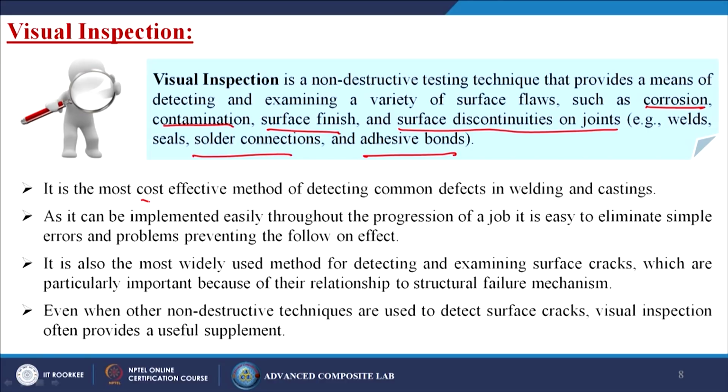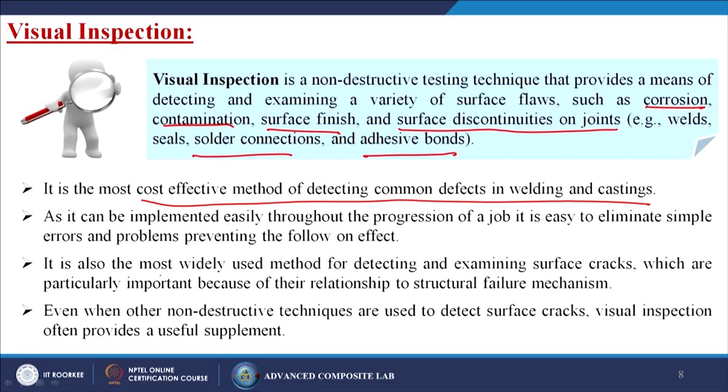It is the most cost effective method of detecting common defects in welding and casting, as it can be implemented easily throughout the progression of a job. It is easy to eliminate simple errors or problems, preventing the follow-on effect. Suppose a continuous or batch process is going on. Sometimes we can take samples randomly and check them by eye, and if we see any flaws or discontinuities, we can stop production and rectify the problems, so that it saves money and wastage too.